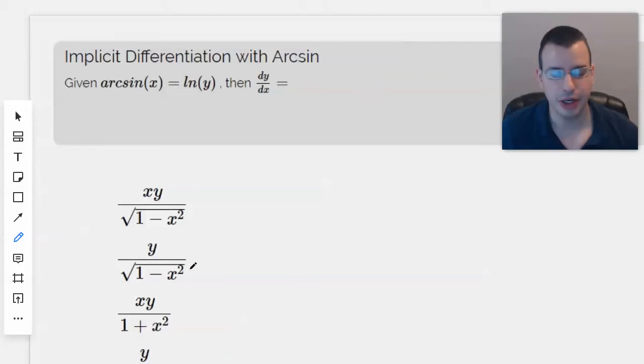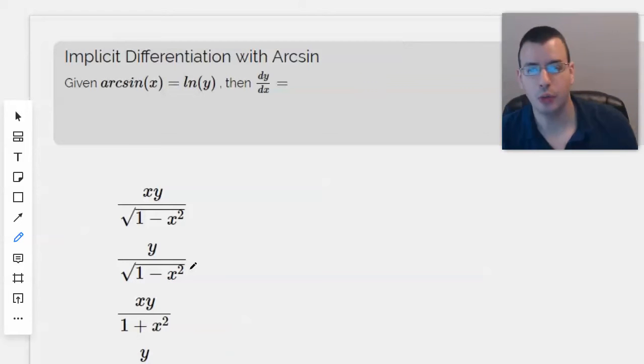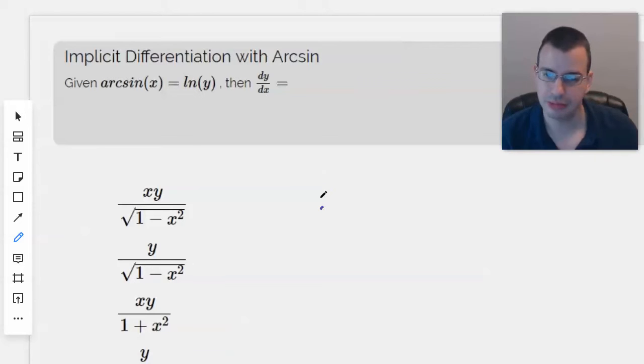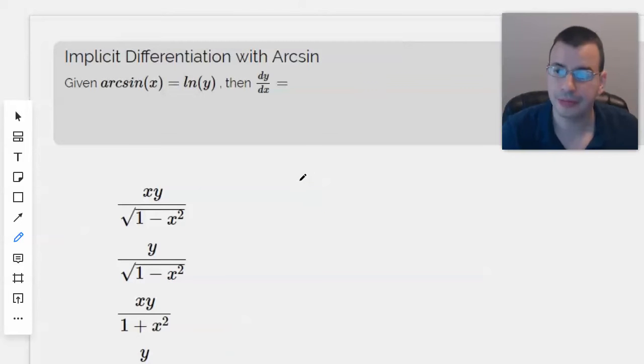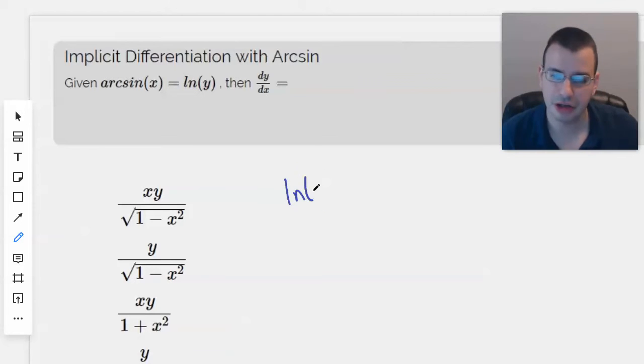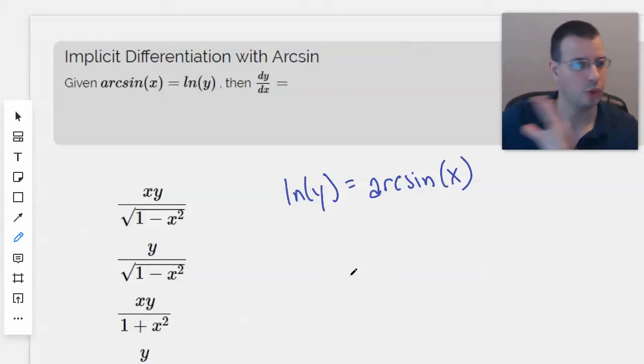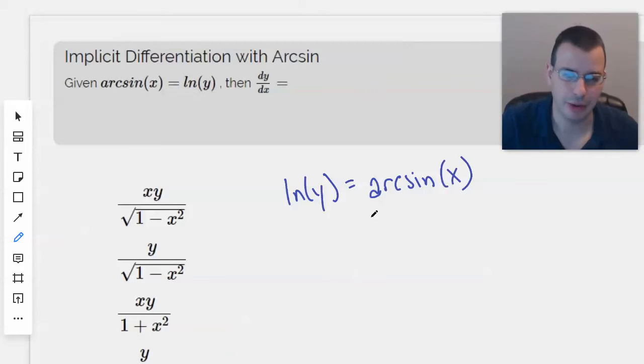But I have no idea how to do the e to the arcsine of x. So we're going to do implicit differentiation. Plus it says so in the title. So we have natural log of y equals arcsine of x. I know I didn't really change much, I just like y's on the left. It's part of life. I grew up that way. Okay, take the derivative of both sides.